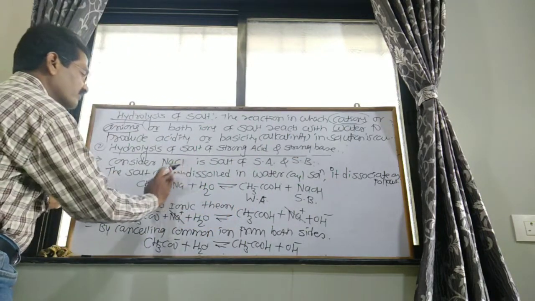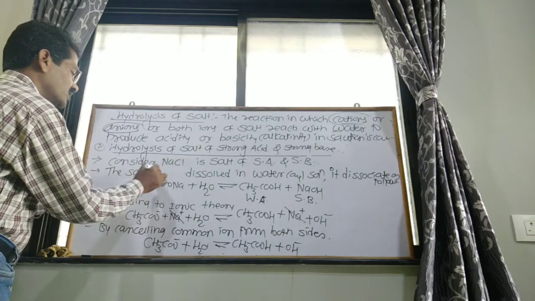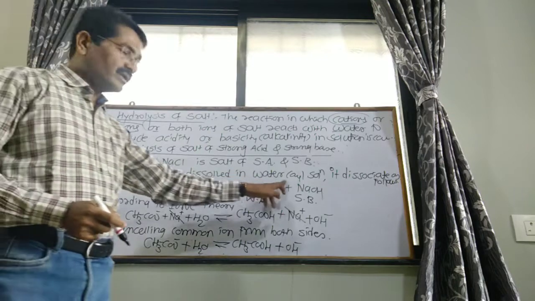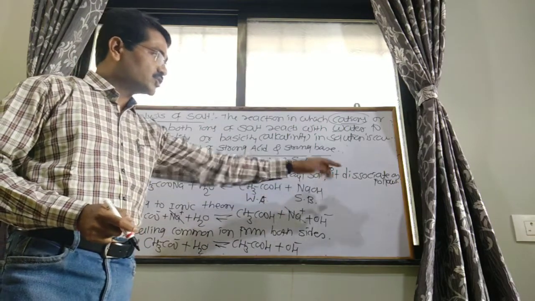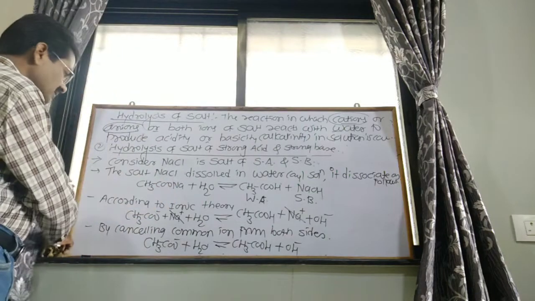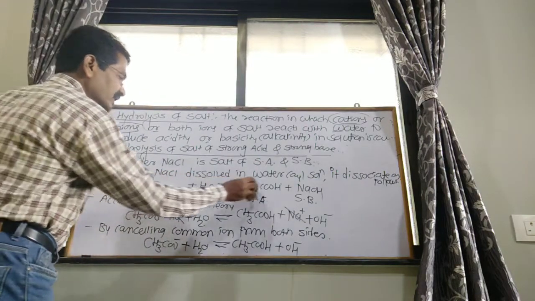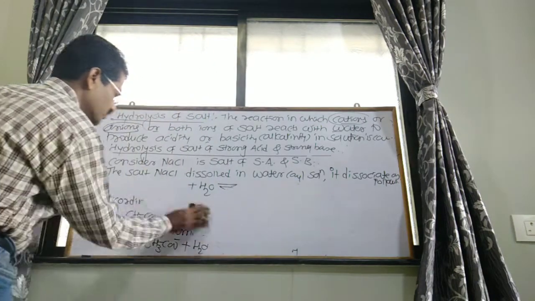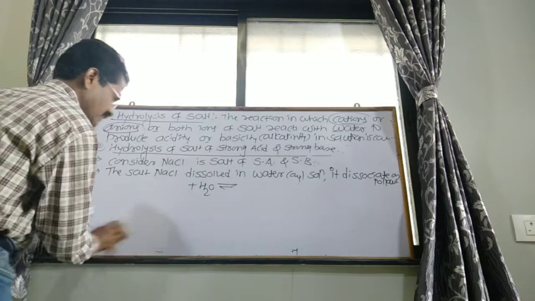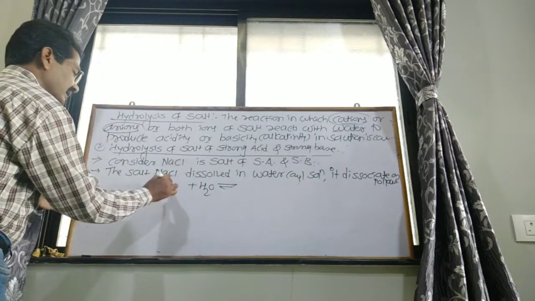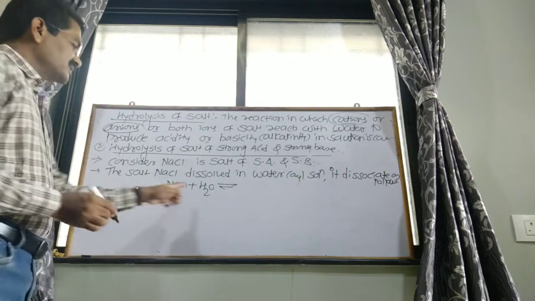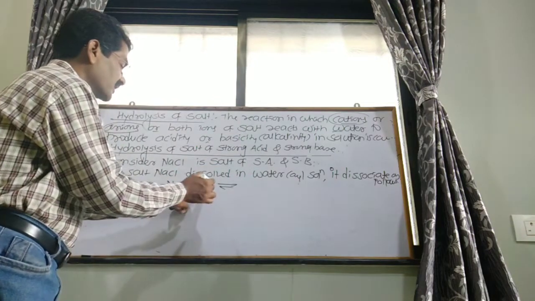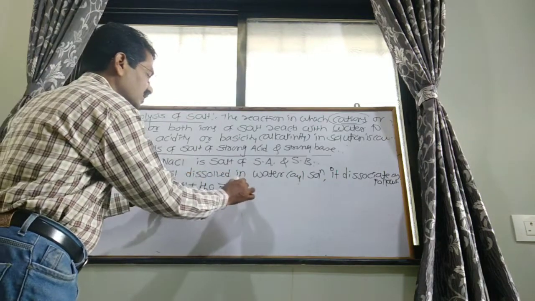Then the salt NaCl, dissolved in water, aqueous solution, dissociates as follows. How? NaCl plus H2O, then it gives what? The H plus from H2O combines with Cl to give HCl.